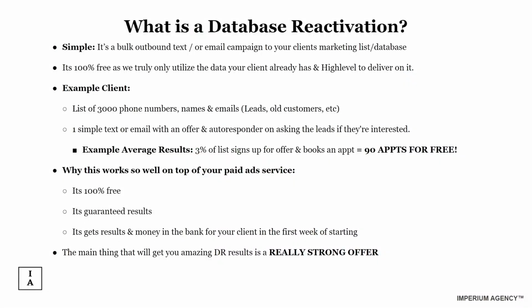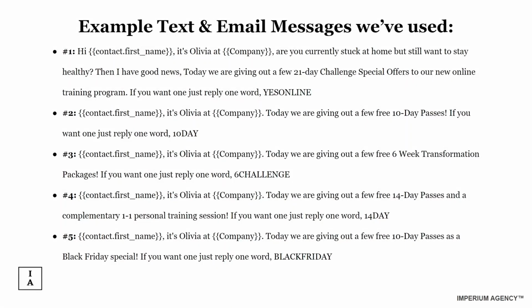So, example text and email messages. What does this actually look like in the market, right? We've discussed this, and that's all great. But what does this actually look like, right? This is the simple outbound text that we send to the client's list to get results for them, appointments and customers. What does it look like? Very simple. 5 examples here.